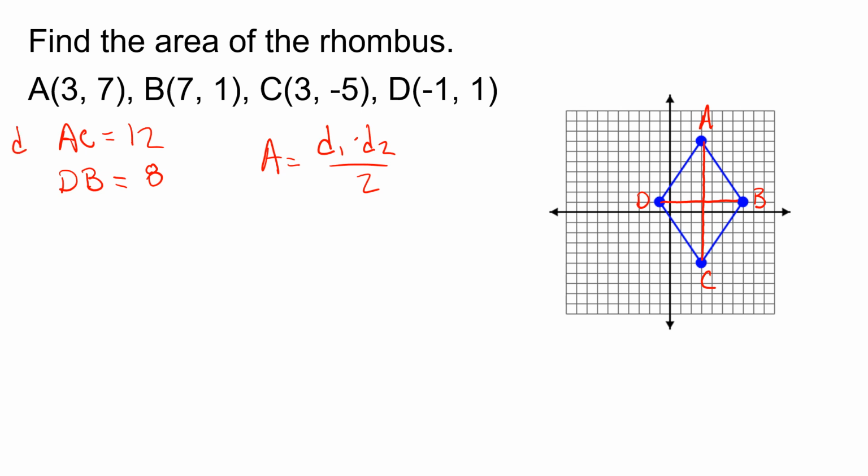As I said, diagonal 1 is AC, diagonal 2 is DB. So I have 12 times 8 divided by 2. Type that into a calculator. 96 divided by 2, which is 48 units squared.